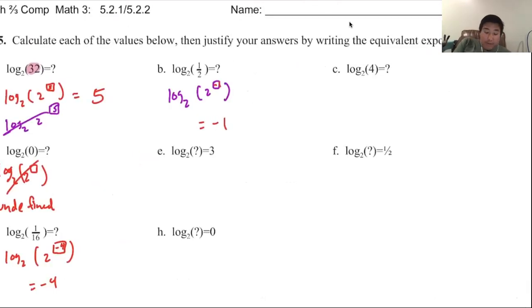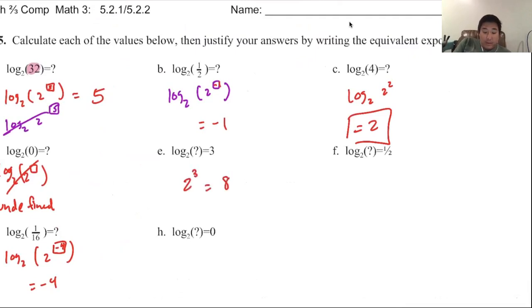This one, 2 to the what power gets you 4? 2 squared gets you 4, so the answer is 2. 2 to the what power gets you 2 to the 3rd power? That's super nice. So it's 8.